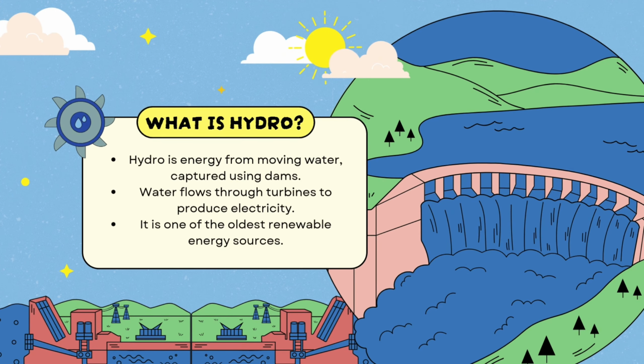What is hydro? Hydro is energy from moving water captured using dams. Water flows through turbines to produce electricity, and it is one of the oldest renewable energy resources.